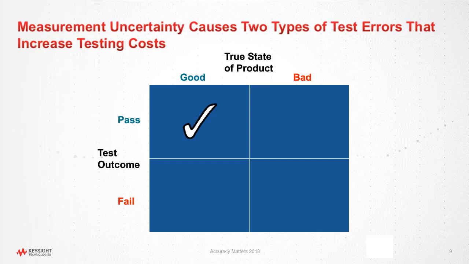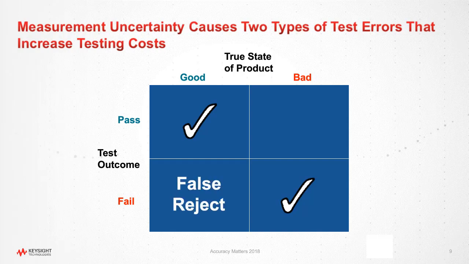If it's good and we measure it as a pass, that's what you want to ship to customers. Likewise, if you measure it as bad or fail, and it truly is bad, that's unfortunate, but at least you're not shipping bad product to customers, and that's really what you're trying to screen for. So those are the 2 obvious things that happen, but you can see this has 4 quadrants.